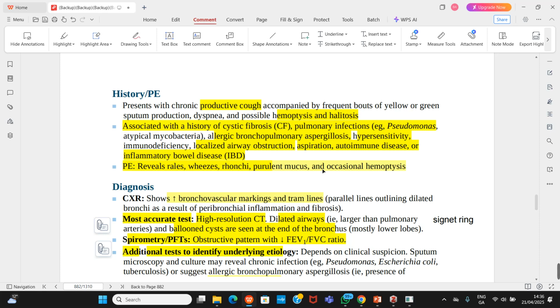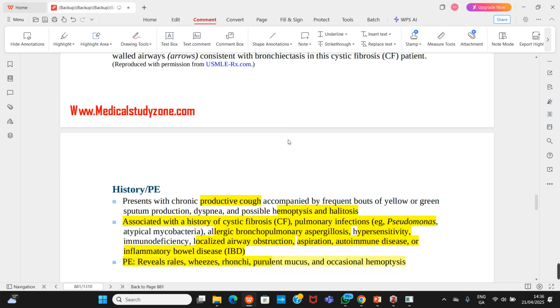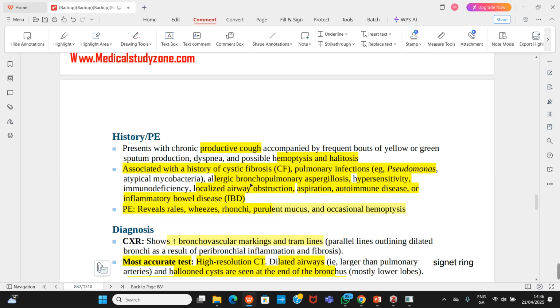So what are the underlying risk factors? Cystic fibrosis, we have talked about it. Recurrent pulmonary infection, from pseudomonas and the likes. People having allergic bronchopulmonary aspergillosis. We are going to talk about this shortly. So when I was talking about the autoimmune problems, this one is part. So allergic bronchopulmonary aspergillosis is part. So people with localized airway obstruction from tumor, autoimmune disease, IBD, and the like.